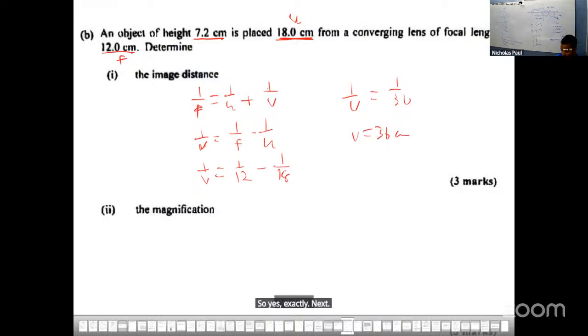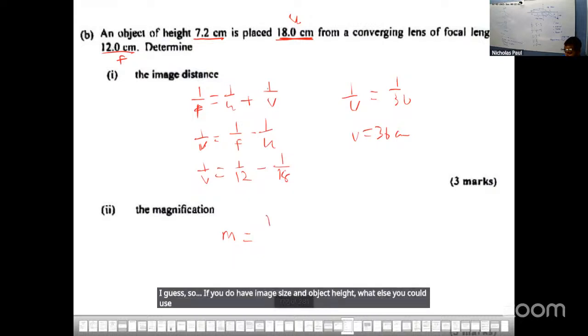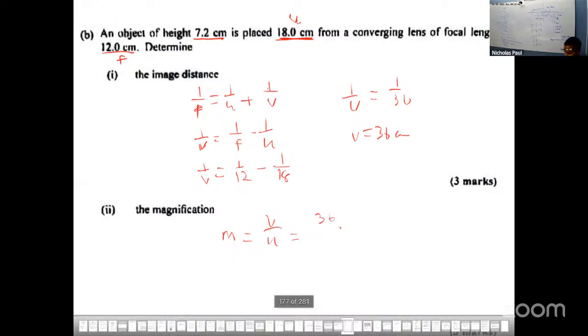Next, magnification. How are we doing magnification? Jamie, magnification is what? Right, but we do have image height. So what's the next formula you could use? If you do have image height and object height, what else could you use? V over U. Right? What's the value for V again? V is 36 and U is 18. How much is that? 2. Is that virtual or real? It's real because it's positive, right?